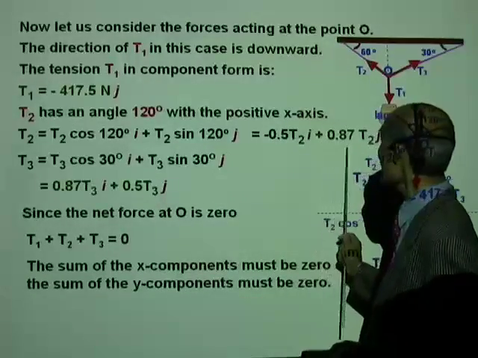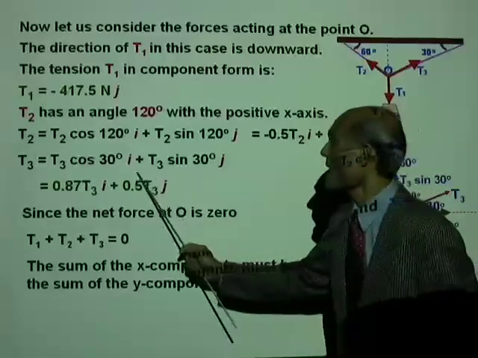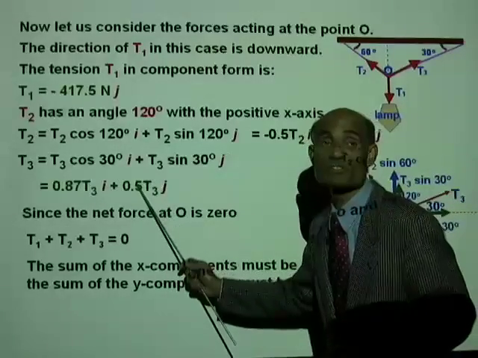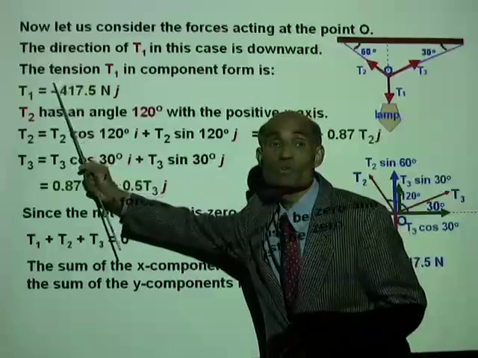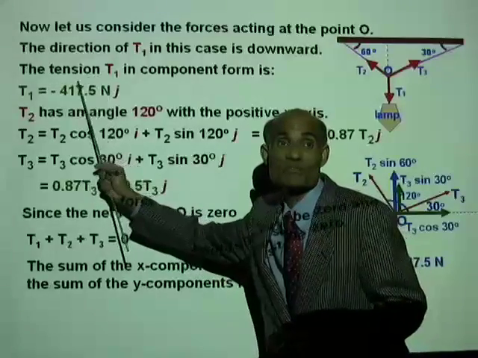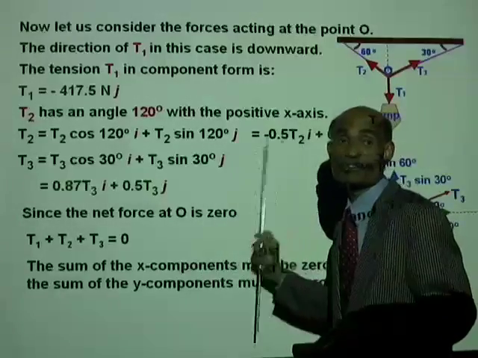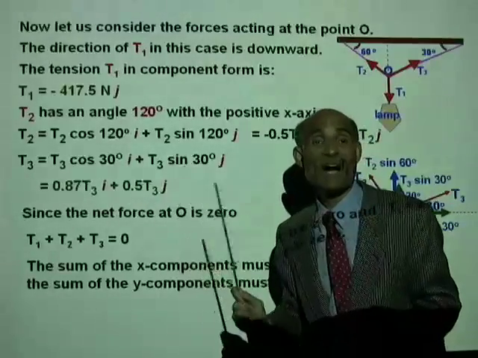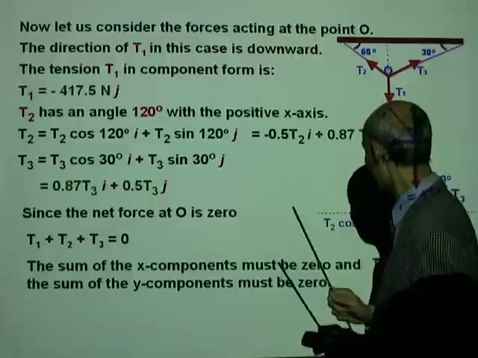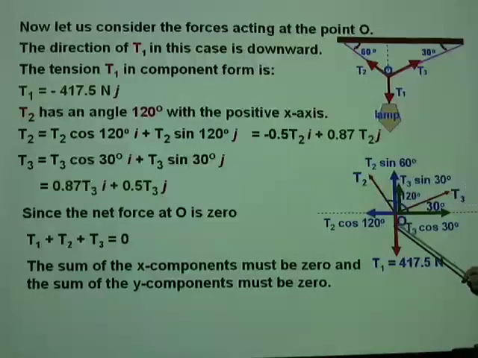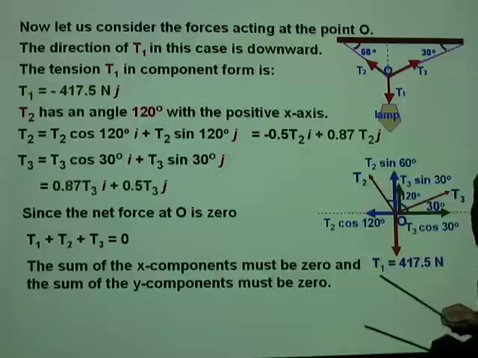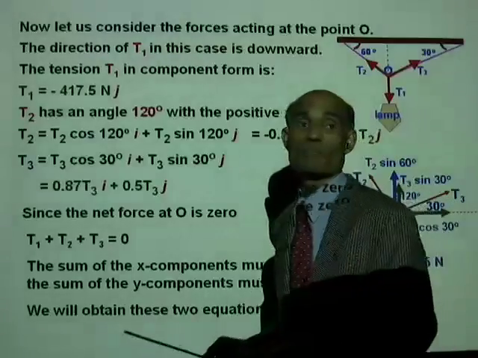And 0.87 T2 added to 0.5 T3 added to negative 417.1. They are all y components. There are 3 y components and 2 x components. Look at this. There are 3 y components. This is 1 y component. There are 2 over here. Adding those 3 forces must give you 0.